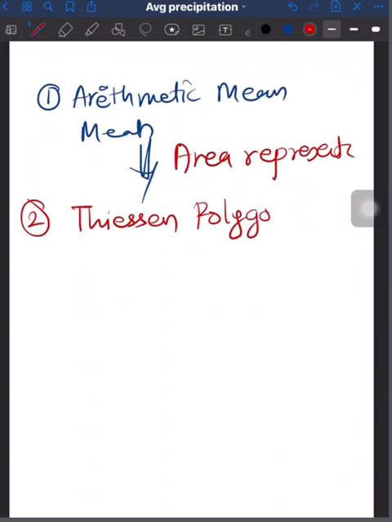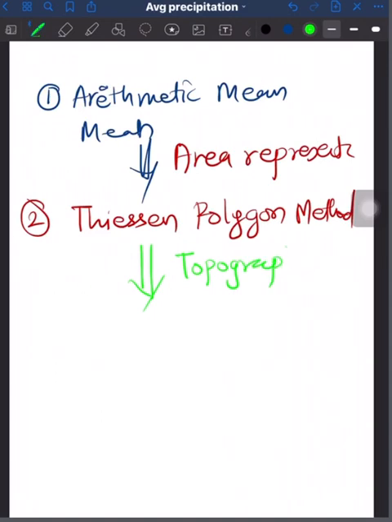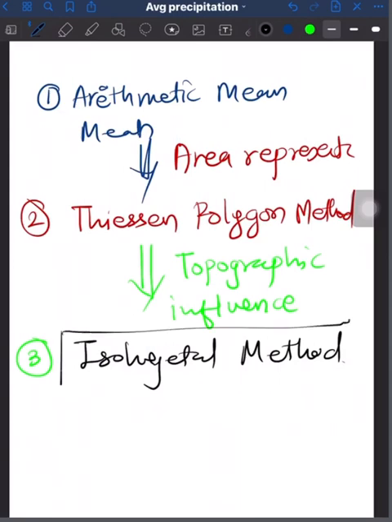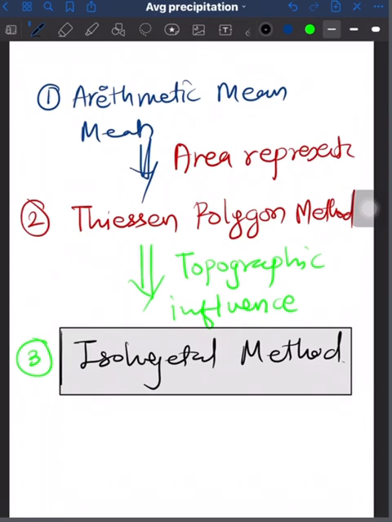And when we consider topographic influence, then the third method is known as the isohyetal method. So these are the key points. This one is the most accurate method. This is the least accurate method. So these are the main points to remember here.